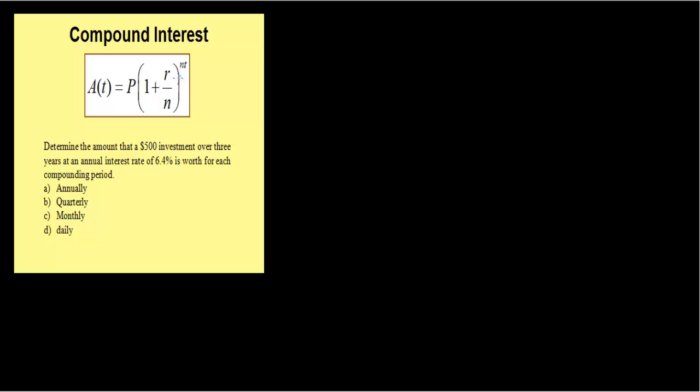Okay? So, looking at this example, 500, that would be your P. So, let's write that here. P is 500. R, which is your interest rate, that is 6.4%. But we don't want to use this number as a percent. We have to write it as a decimal.